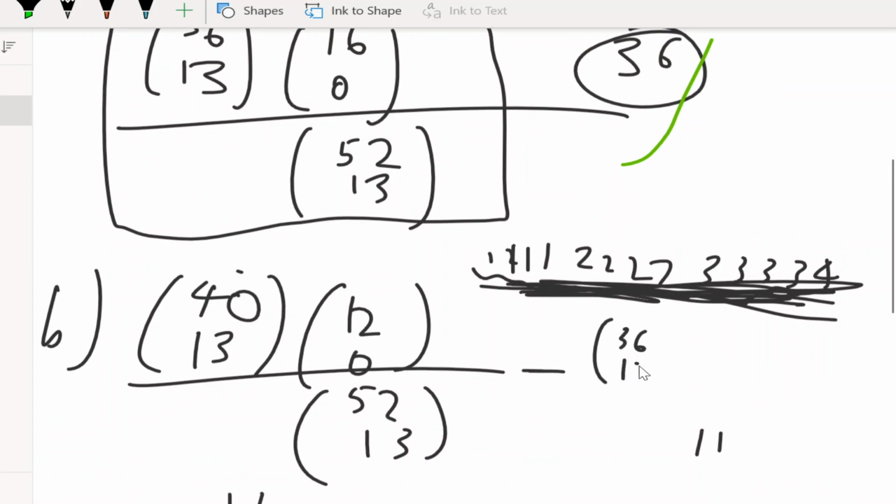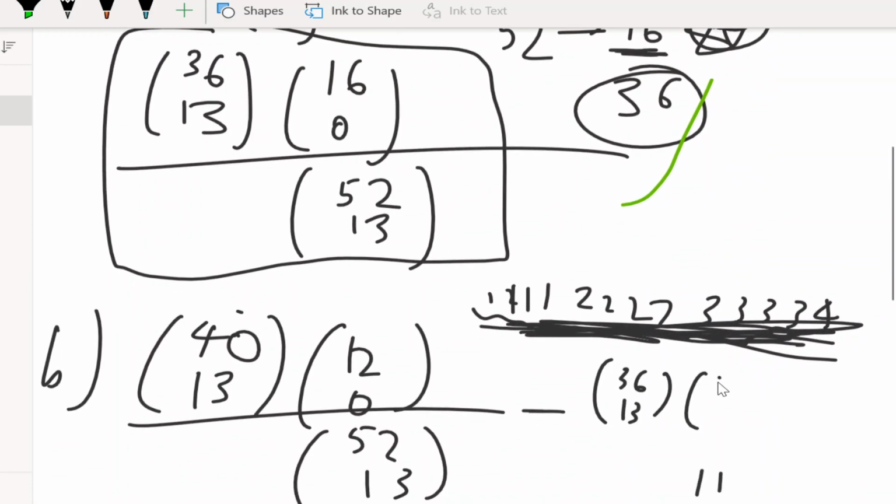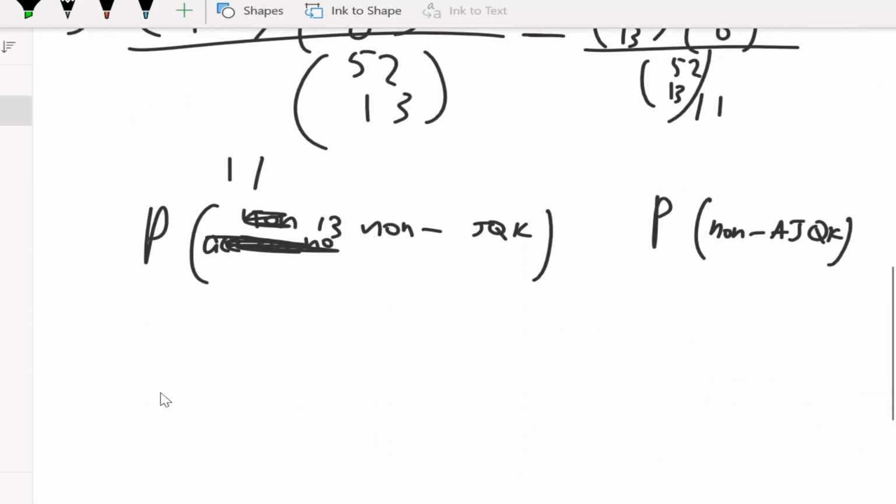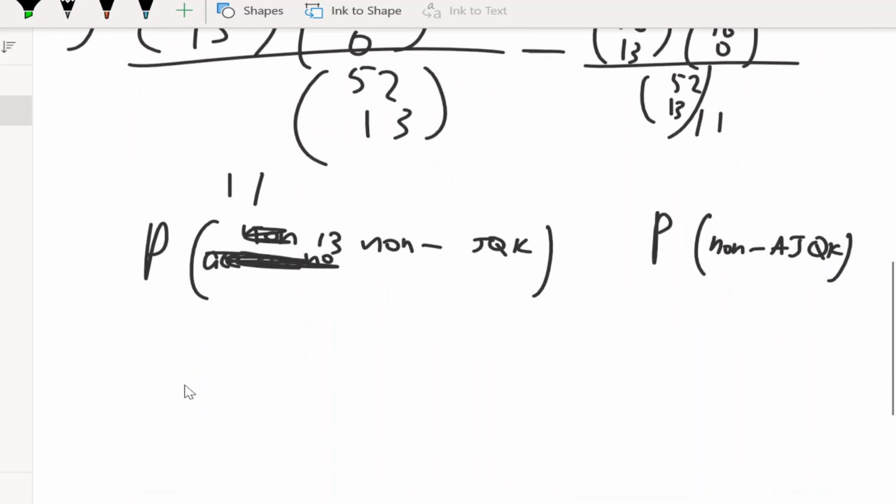So 36 choose 13, 16 choose 0, then 52 choose 13. Wow, that was pretty simple, wasn't it? And that's actually our answer. You can actually think of it, here's a better way to think of it.